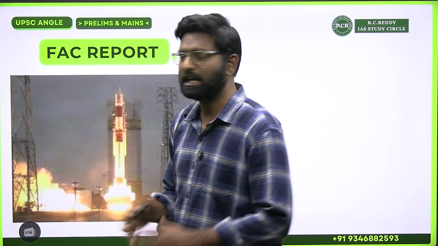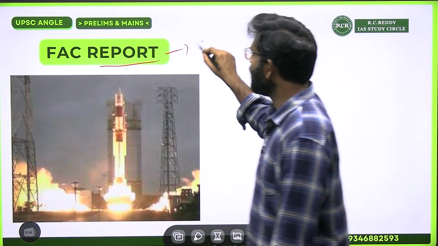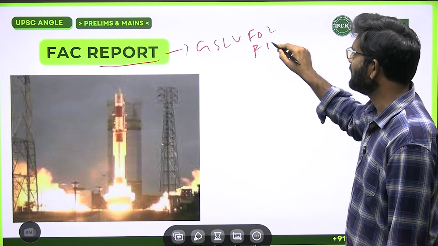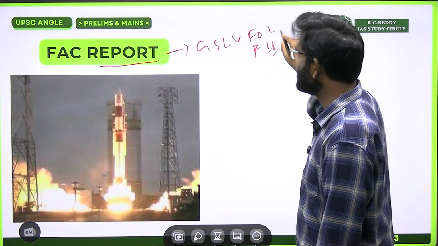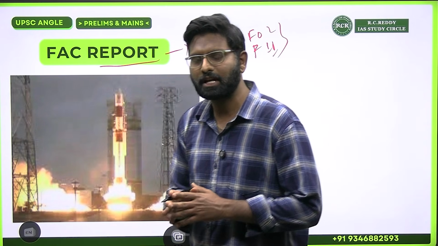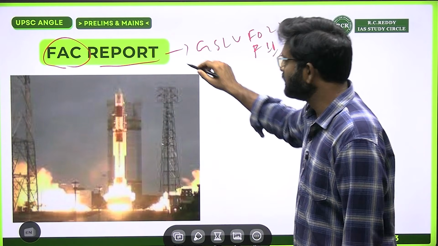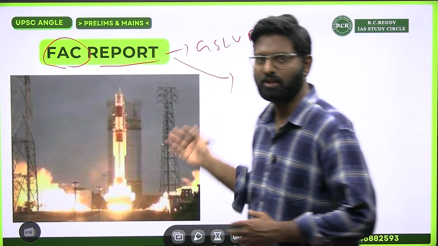Previously also, failure analysis committees were constituted after GSLV failures. GSLV F2 and GSLV F11 failed. At that time, a failure analysis committee was constituted, and the summary of the report was made public. Because of this, next failures were averted.